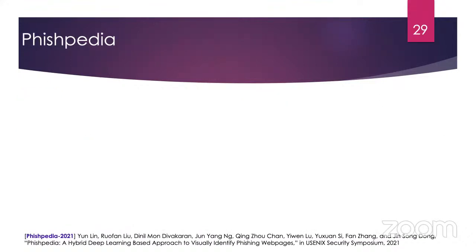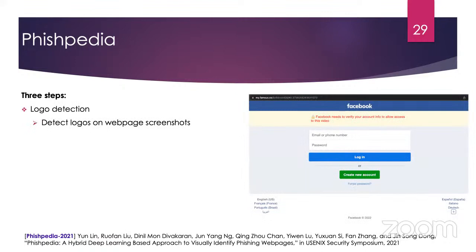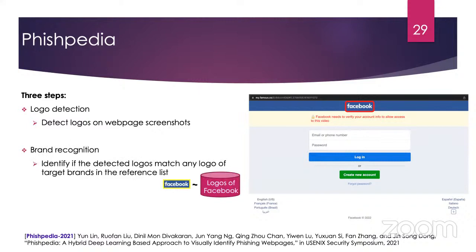So Phishpedia is our proposal from last year. And in Phishpedia, we have basically three steps. One is logo detection. So you need to detect the logos on a page. And the second is brand recognition, which is to identify if the detected logos match any of the logos of the target brands in your reference list. Right. So your reference list can have many brands and many logos, and you have to match across it. And finally, you have to check if the brand matches, but the domain does not match. For example, here, the domain doesn't match, but the brand matches. So that means it's a phishing web page.